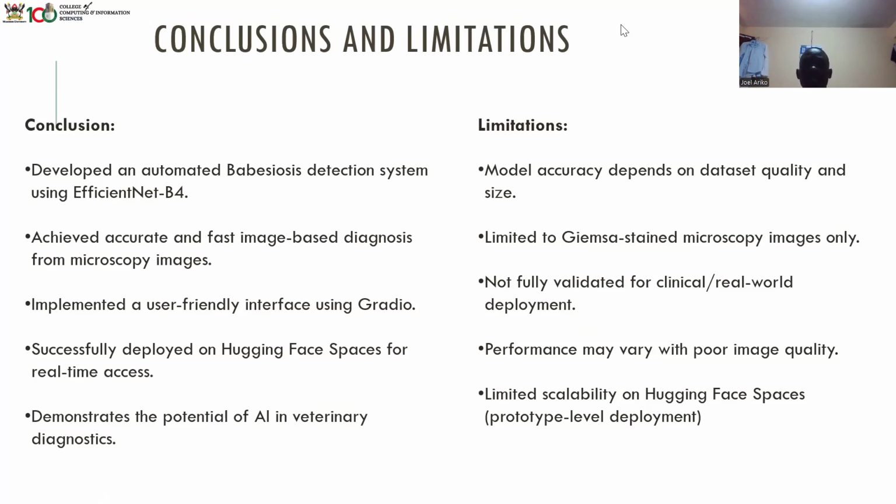Then for the limitations, model accuracy, of course, depends on the quality of the data set. So here we got a lot of imbalance in the classes, and therefore we had to go through the EDA analysis very well and came up with a robust and nice pipeline, which helps us to develop a very good model. Of course, another limitation is that this project is limited to the Giemsa stained microscopic images only. So therefore, you have to only use microscopic images. Then also, it's not yet validated for real world use and so on.